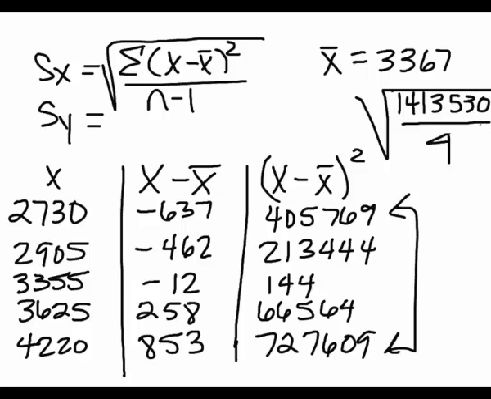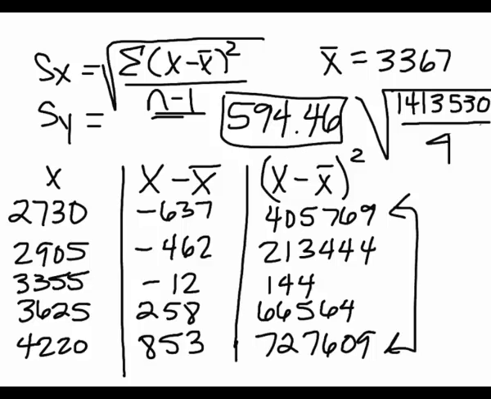Then you're going to divide by 4 because you're going to divide by n minus 1. We're dividing by n minus 1 because this is a sample, not a population. So I'm going to take 1413530 divided by 4 and then take the square root, and that's how you get your standard deviation. Okay, and I get 594.46 as my standard deviation for the X list. You're going to do the same thing for the Y list.